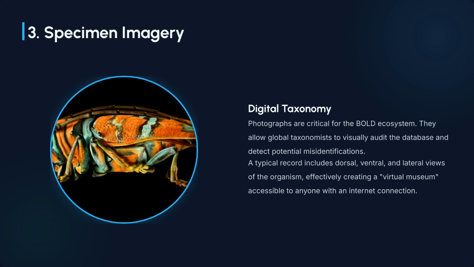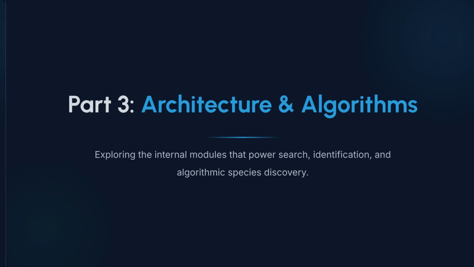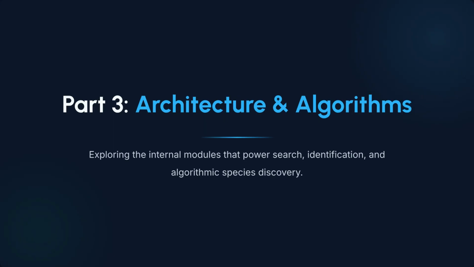Photographs allow global taxonomists to visually audit the database and detect misidentifications, creating a virtual museum accessible online. Part 3 focuses on BOLD's architecture and algorithms, exploring the internal modules that power search, identification, and algorithmic species discovery.